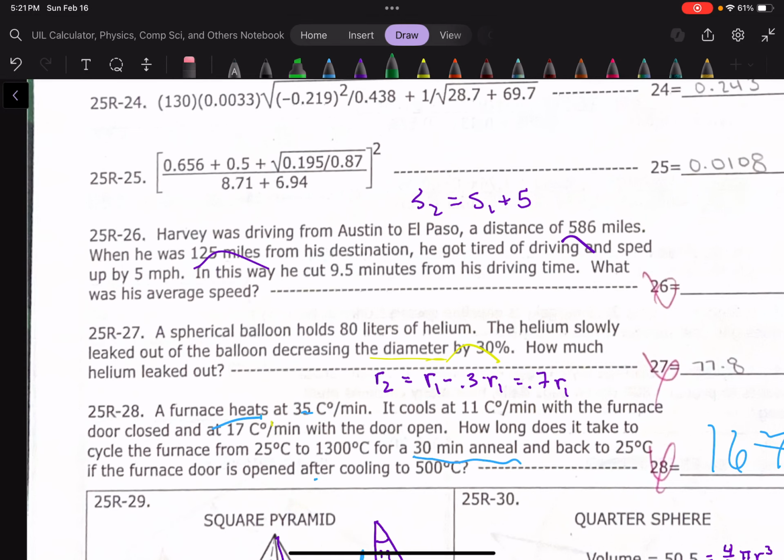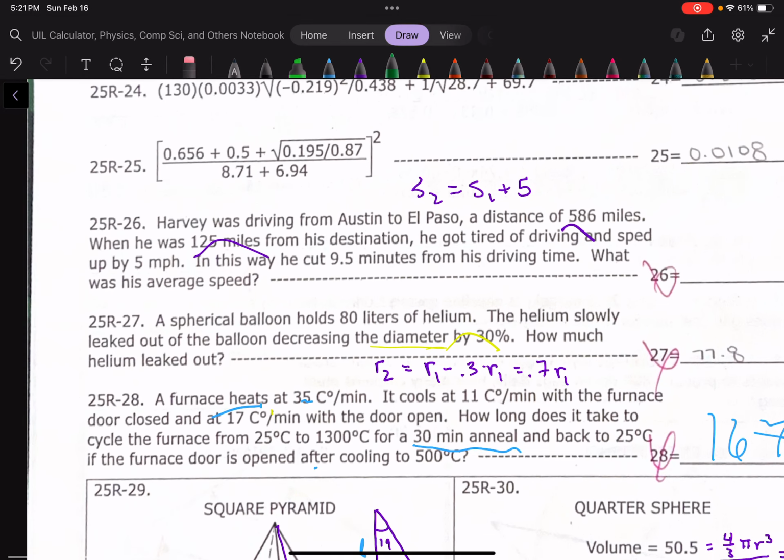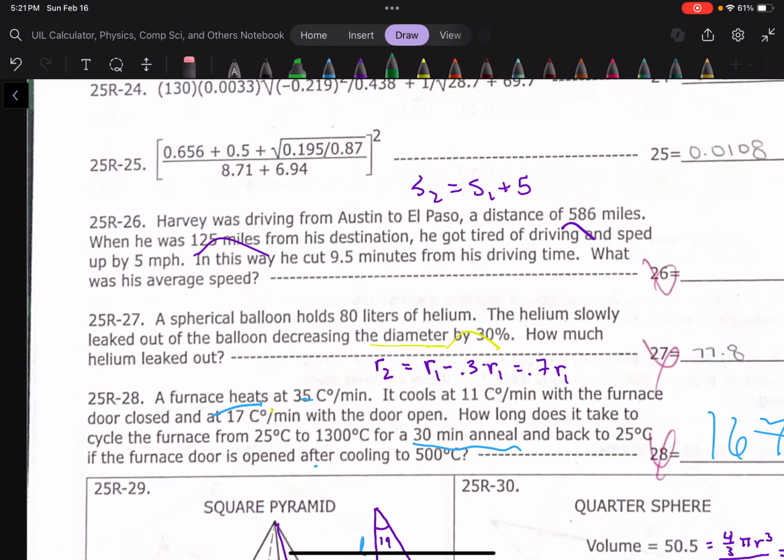Alrighty, 26 was rather lengthy, so if you skipped it, good call. It required a lot of steps, but let's go ahead and take a look at it. So Harvey is driving from Austin to El Paso, and that is a distance of 586 miles.